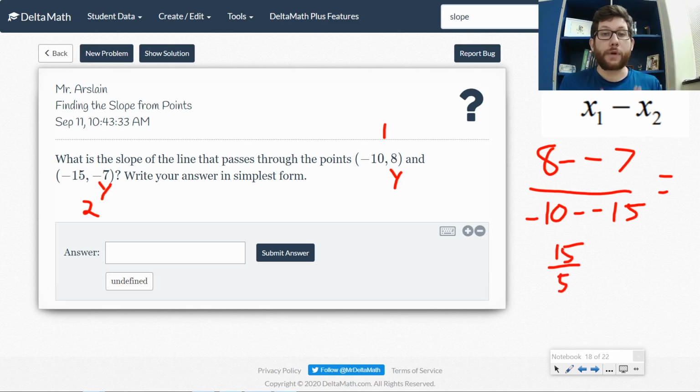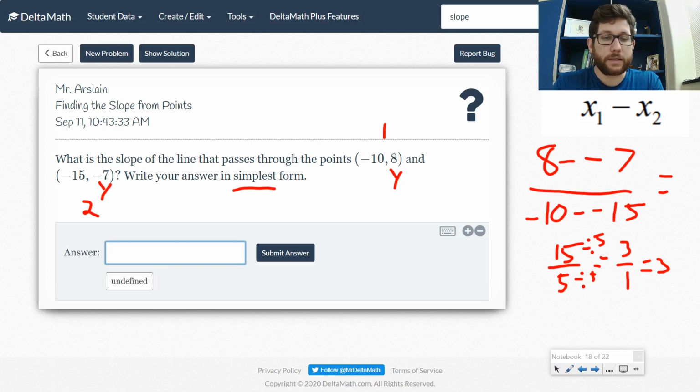All right, so if we type 15 over 5, this is going to tell us it is incorrect. Why would it tell us that? Well, we need to make sure we simplify. Notice in simplest form, we need to simplify our answer. So 15 divided by 5, that's the same as 3 over 1. I could divide top and bottom by 5, right? Top by 5, bottom by 5. Now, 3 over 1, that's just the same as 3, right? So my final answer here is just going to be 3.